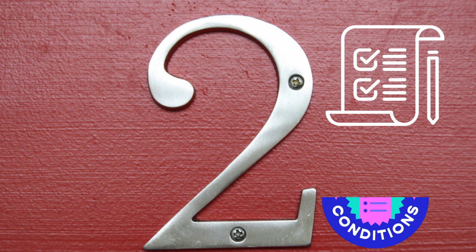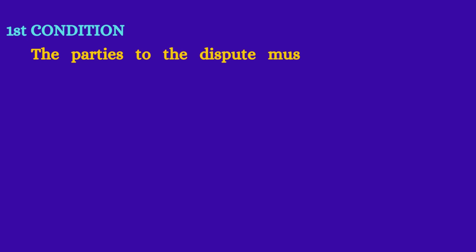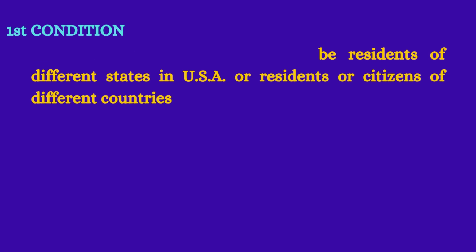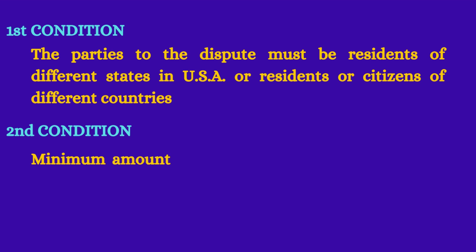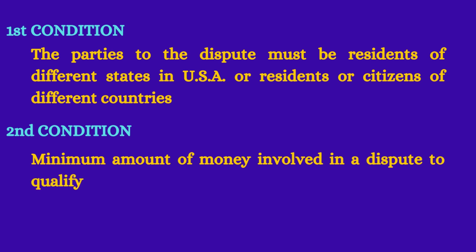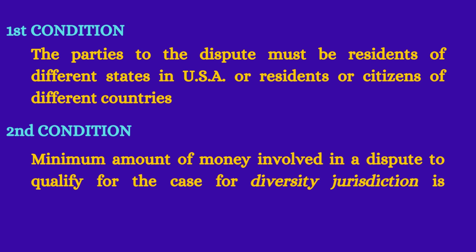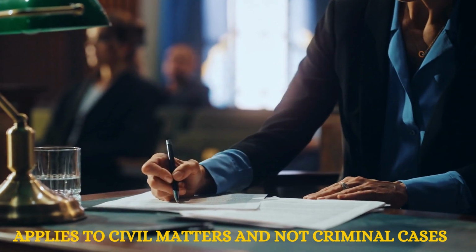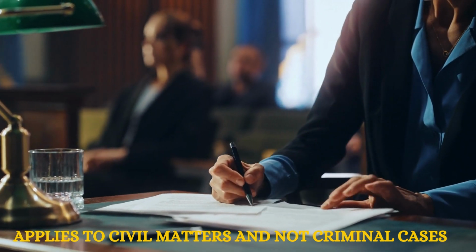One, the parties to the dispute must be residents of different states in the US or residents or citizens of different countries. There's also a monetary requirement, that is, a requirement of a minimum amount of money that needs to be involved in the dispute so as to qualify the case for diversity jurisdiction, and that amount currently is $75,000. Diversity jurisdiction does not apply to criminal matters. It is only limited to civil matters where the legal remedy that is being sought is monetary damages or injunctive relief.